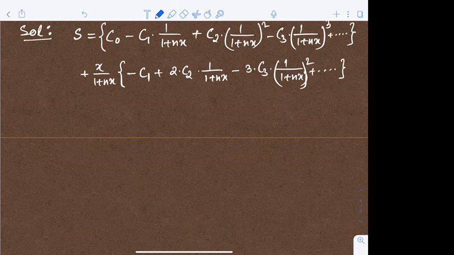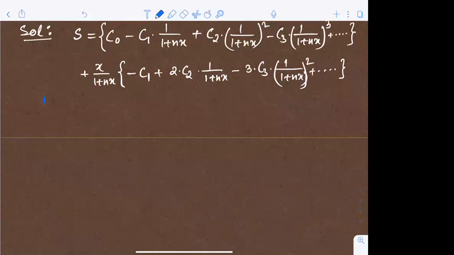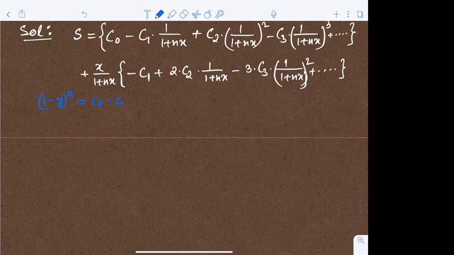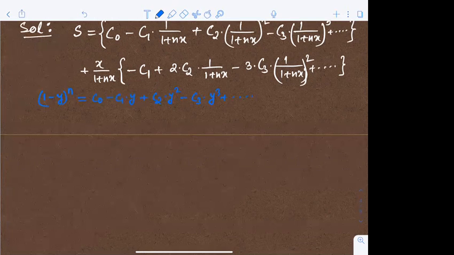I can take this one, 1 plus y whole, not 1 plus y, 1 minus y to the power n. This is basic binomial theorem, the definition of binomial theorem. This is nothing but nC0 minus nC1 into y plus nC2 into y square minus nC3 into y cube plus dot dot. So if you look at this expression, you can see this is similar to the expression in the first bracket, where y is equal to 1 by (1 plus nx). 1 by (1 plus nx) is our y. So I can use this result for the first one.